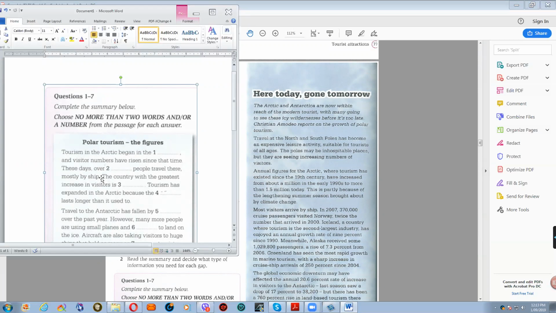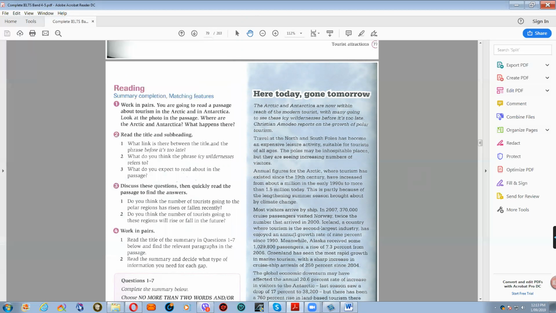Tourism in the Arctic began when? In the 19th century. These days, over blank people. 1.5 million. The country with the greatest increase in visitors is, it's in here, down here.